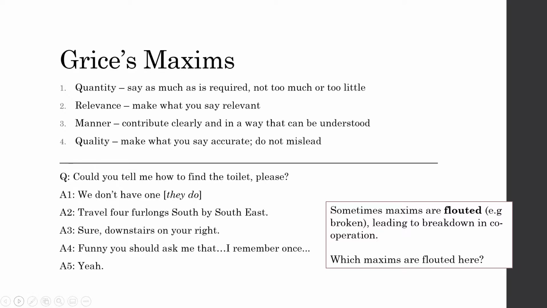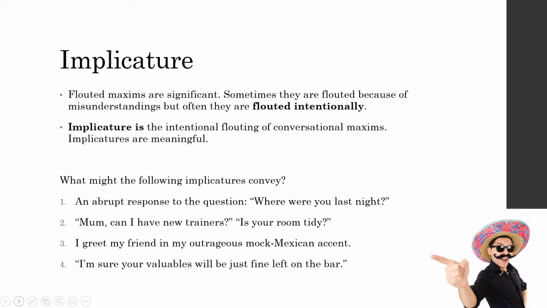Communication breaks down when we break one of the 4 maxims, one of the 4 rules of speech. But we often do that. We often break these rules in significant or meaningful ways. Sometimes rules are broken because of misunderstandings, and broken conversational maxims result in a breakdown of communication. But sometimes breaking these maxims is its own form of communication. They are intentionally flouted. And this is a really crucial concept in pragmatics.